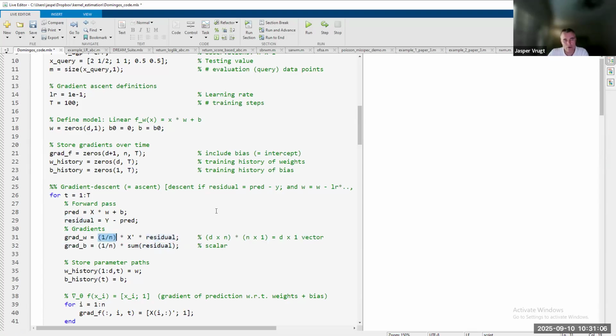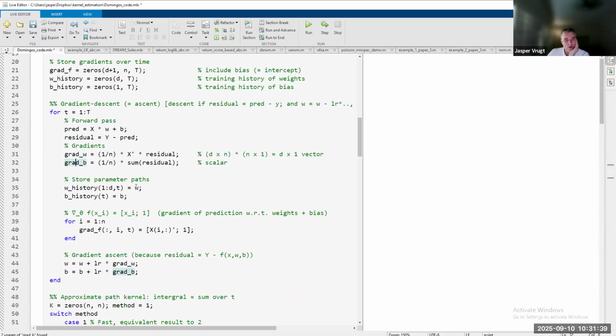1 divided by the number of training samples, that's 1 divided by 50 times x transpose. Now, x is an n by d matrix, right? So x transpose becomes d by n, and this is a residual vector, which is n by 1. So d by n times n by 1 is going to be a d by 1 vector. So the gradient with respect to w is indeed 2 by 1, because I have 2 weights. Okay. Gradient with respect to b, the sum of the residuals, is a scalar.